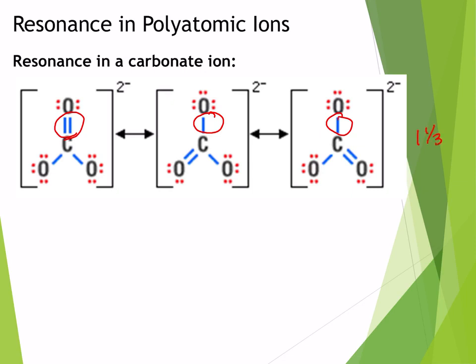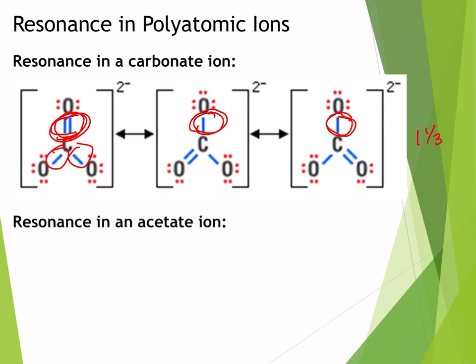If we were comparing it, it's still shorter and stronger than a single bond, but longer and weaker than a double bond. But it's going to end up a little more like a single bond than a double bond, because we have 2 resonance structures that have single bonds and only one with a double bond. But again, all of these bonds in this molecule are actually identical. None of them is a double bond, none of them is a single bond. They all end up being a 1 1/3 bond.